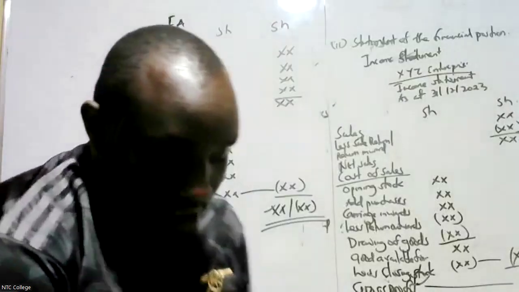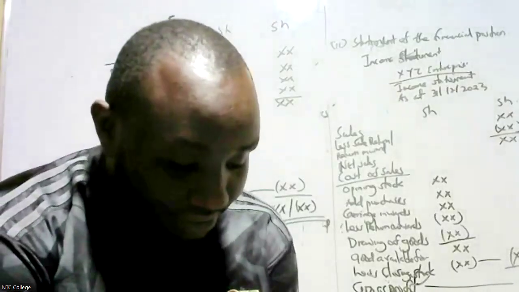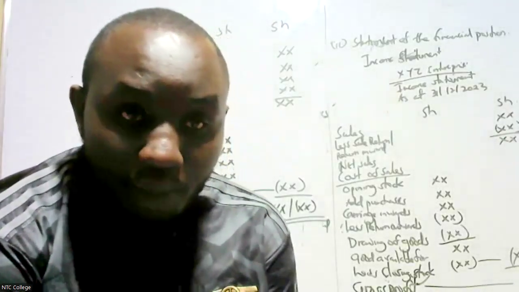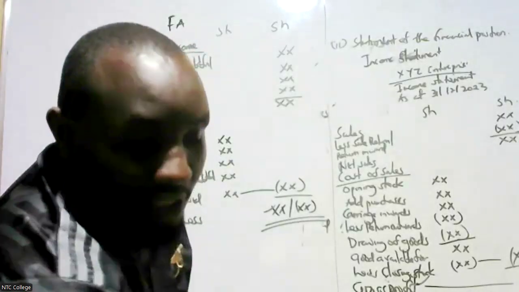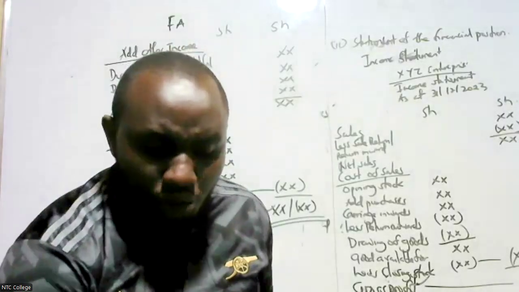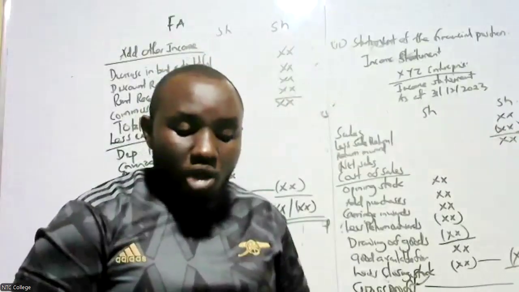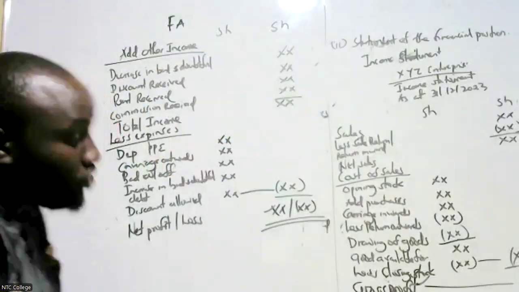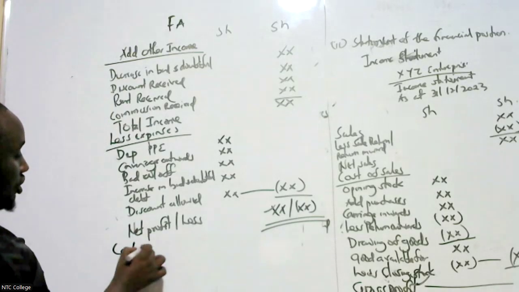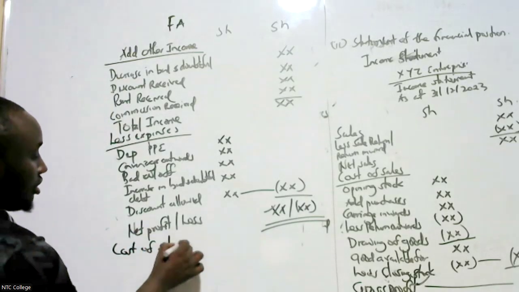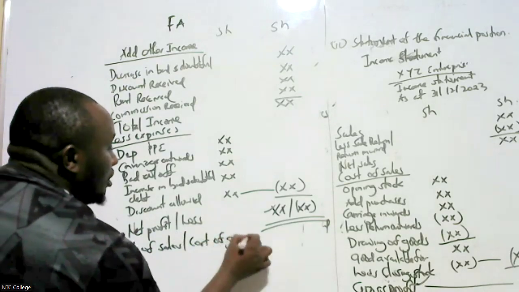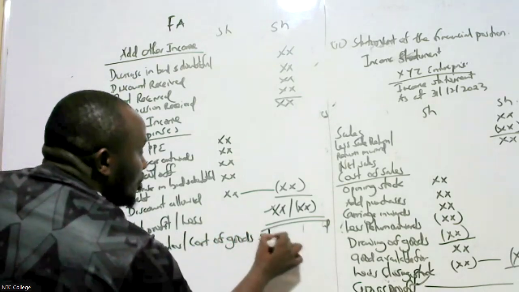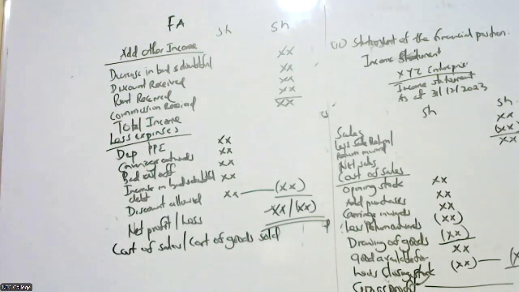Now for the format, maybe for HD2 students, you can be given questions. Now that's for HD2. So how do you get cost of sales, or cost of goods sold? So how do you get the cost of goods sold?